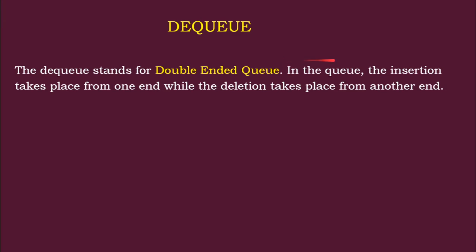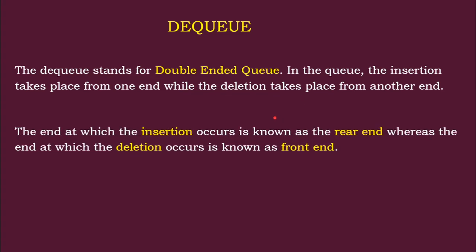In general, in queues, the insertion takes place from one end and deletion takes place at the other end. But in the case of a double-ended queue, shortly called DQ, it can happen at both the ends. The end at which the insertion occurs is known as the rear end, whereas the end at which the deletion occurs is the front end. Normally, we delete the element from the front end and insert the element from the rear end.